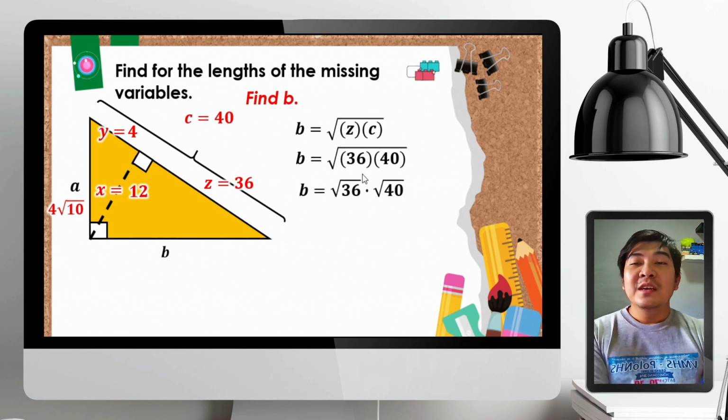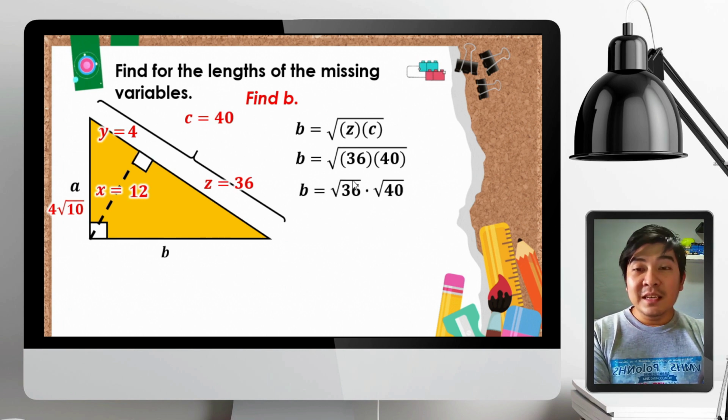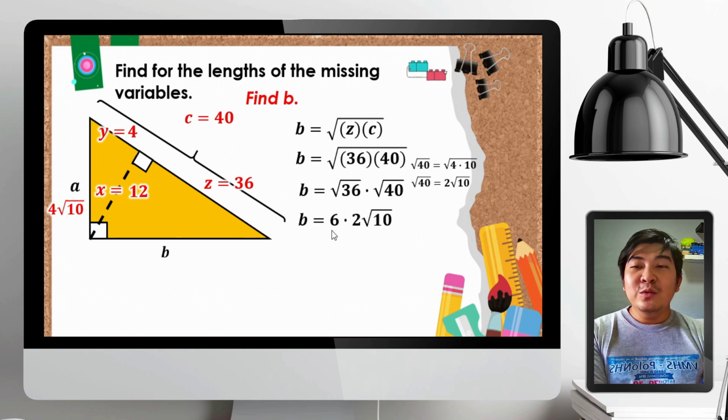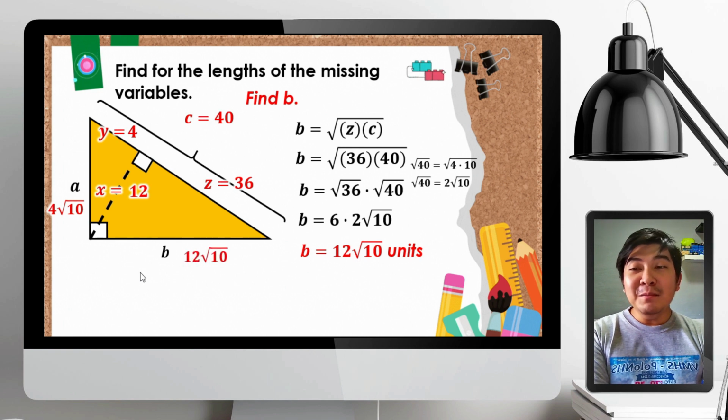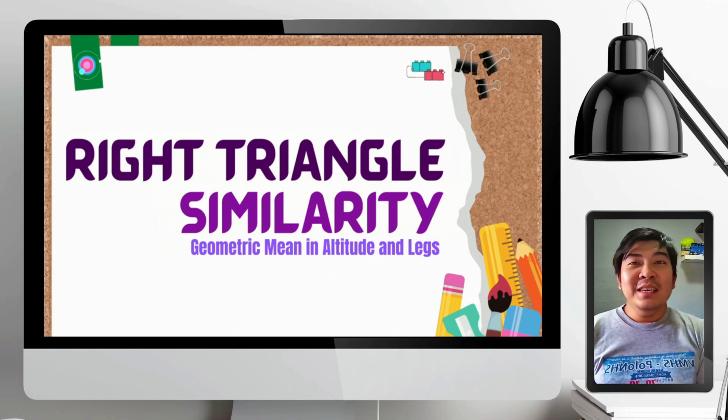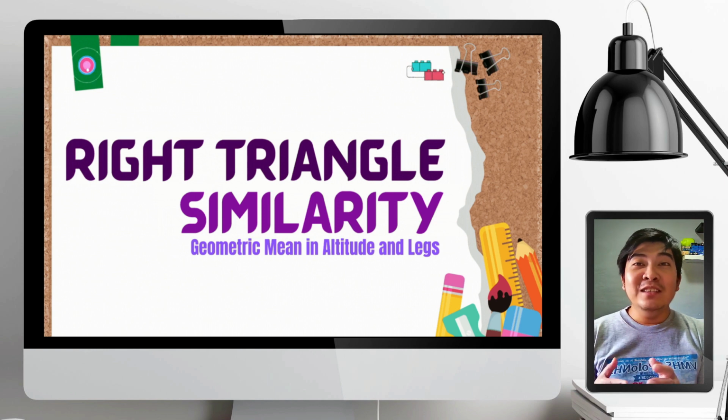Paghiwalayin ulit. So square root of 36 is 6. So again, the square root of 40, the simplest form is 2 square root of 10. So let us now multiply. So 6 times 2 square root of 10 will just be 12 square root of 10 units. So therefore, the length of B is simply 12 square root of 10 units. So that will be all for right triangle similarity and especially getting the altitude and the legs using the geometric mean.